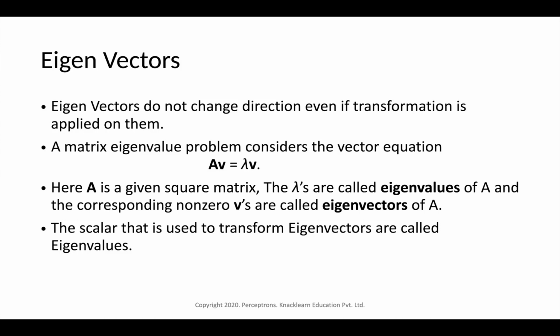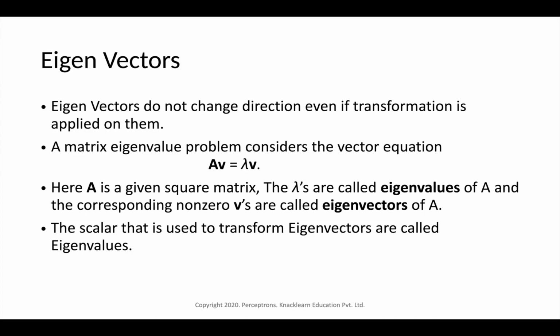A matrix eigenvalue problem considers the vector equation, written in this format: AV equals lambda of V. Here A is a given square matrix. The lambdas are called eigenvalues of A, and the corresponding non-zero V's are called eigenvectors of A. So these non-zero V are nothing but eigenvectors.